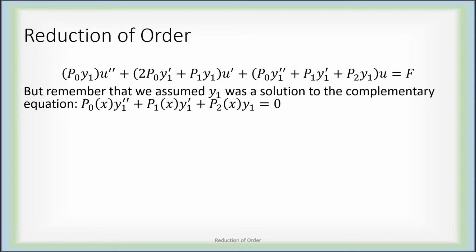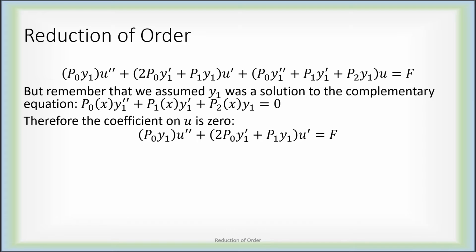But look at the coefficient on u. Okay, y1 was a solution to the complementary equation. That means p0 times y1'' plus p1 times y1' plus p2 times y1 is 0. So the coefficient on u here, all of this, is just 0 altogether because y1 was assumed to solve the complementary equation. So I can ignore that term. Altogether, what we now have is p0 y1 u'' plus (2 p0 y1' plus p1 y1) u' equals F. And this is actually a first order equation.